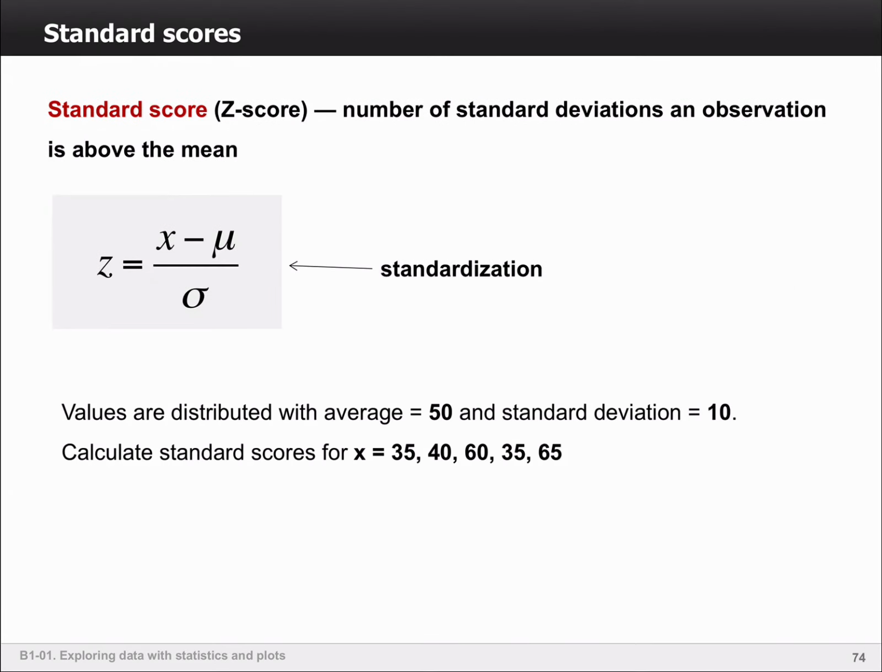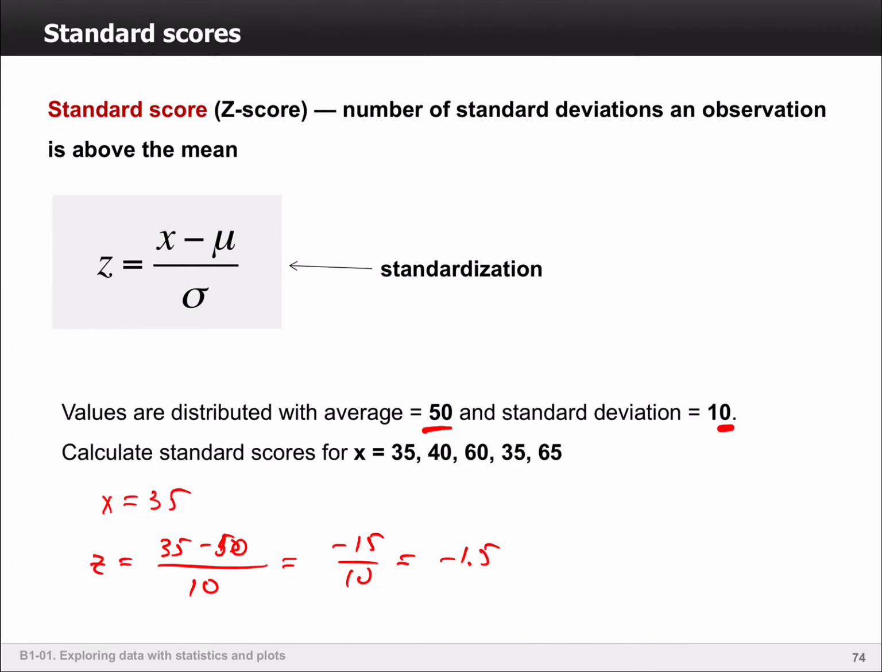And then here is an example. Let's say values are distributed normally with an average of 50 and a standard deviation equal to 10. What will be the z-score for these values? Okay, so let's take the first one. X is equal to 35. You can see that 35 is smaller than 50, but is it an extreme value? Is it far from 50 or not? You can find it using the z-score. So z will be 35 minus 50 divided by the standard deviation, which is 10. Then we have minus 15 divided by 10, which is minus 1.5.